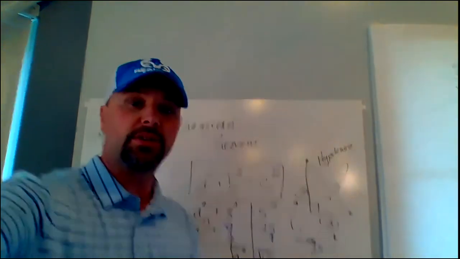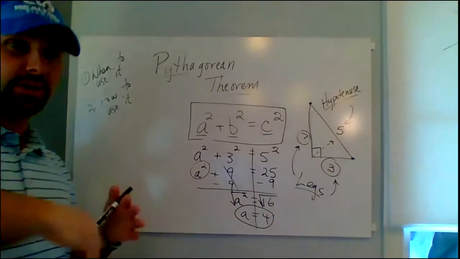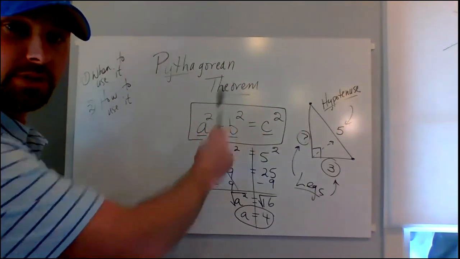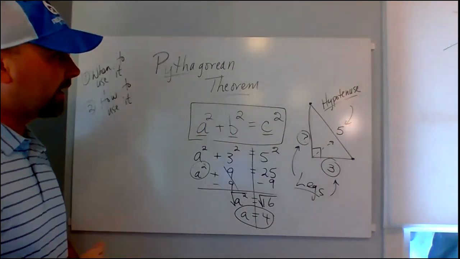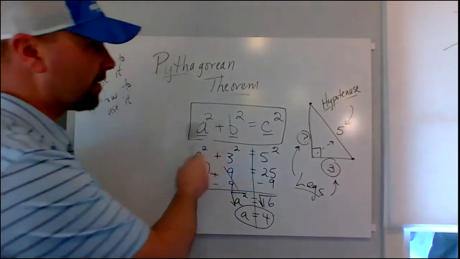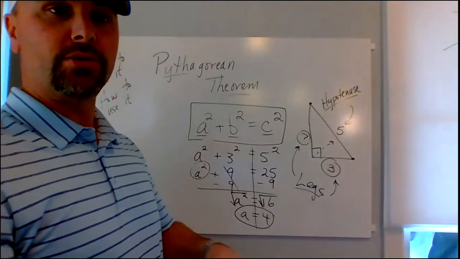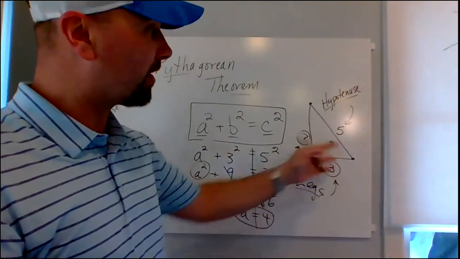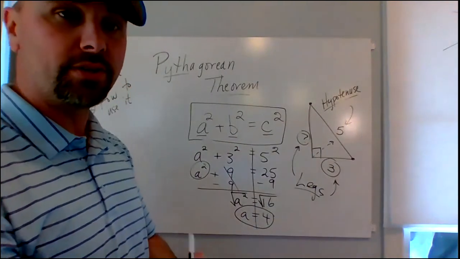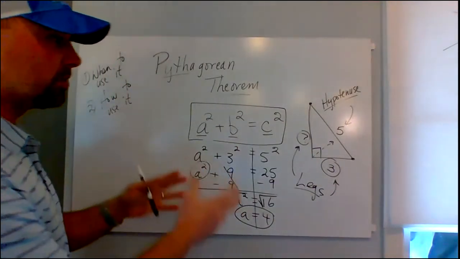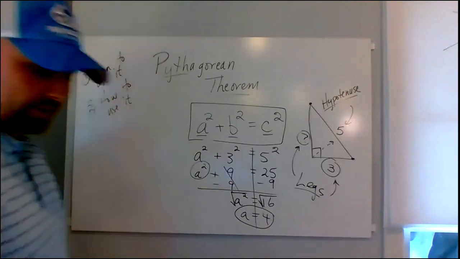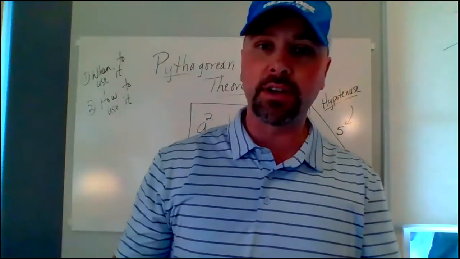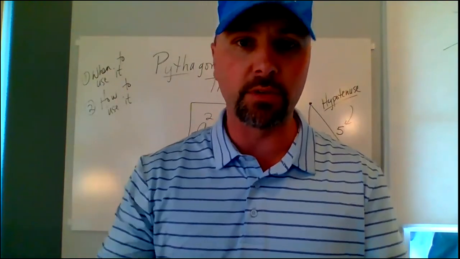So anyway, we were talking about Pythagorean Theorem. We went through what it is: a squared plus b squared equals c squared. We talked about each of those letters, where they come from, and where they are on the actual right triangle itself. We use this when we are trying to find a missing side of a right triangle.